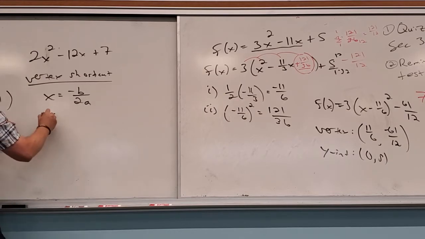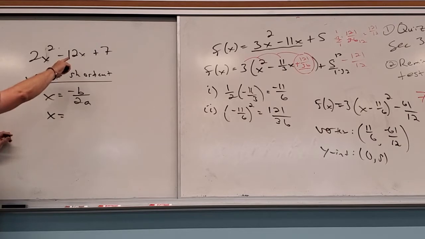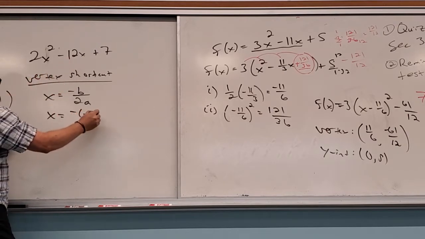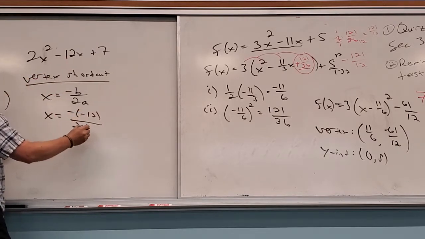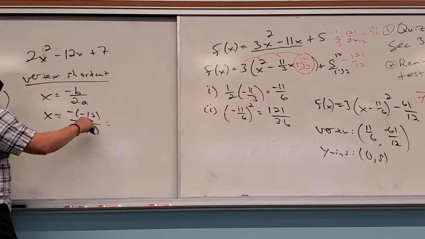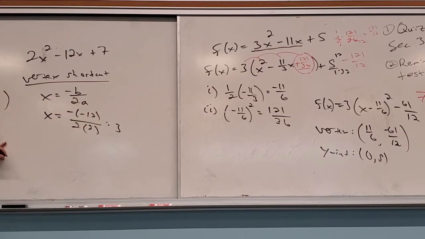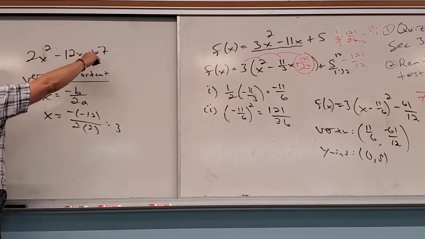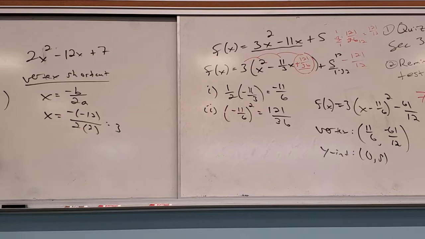So what's b here? So it's negative, negative 12. And what's a? 2. So we have 12 over 4 is 3. Right? And then I plug 3 back in. Twice 9 is 18, minus 36 is negative 18, plus 7 is negative 11.